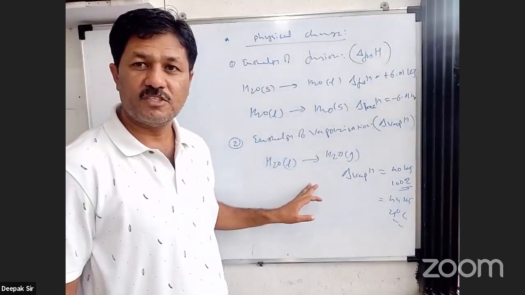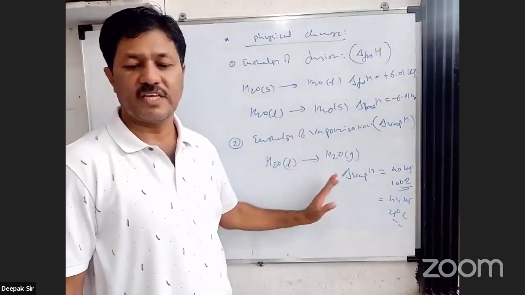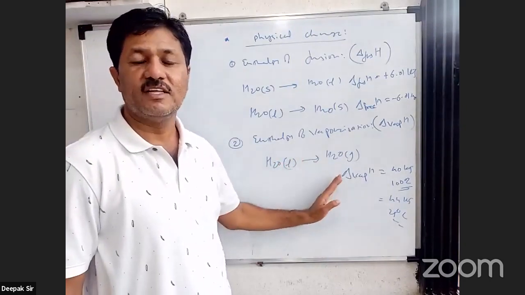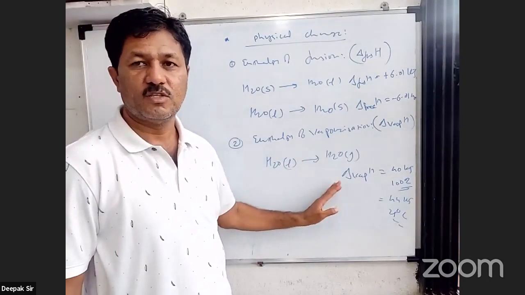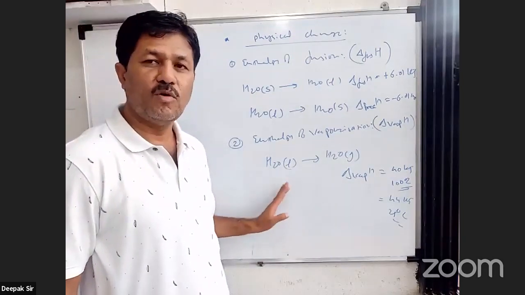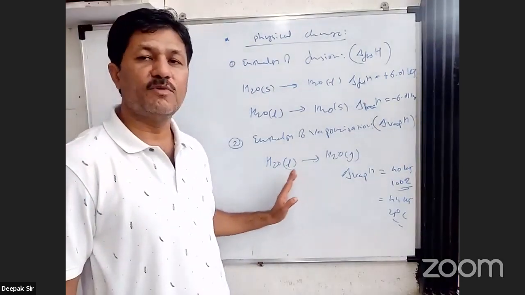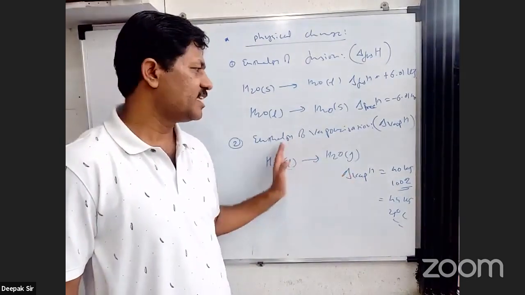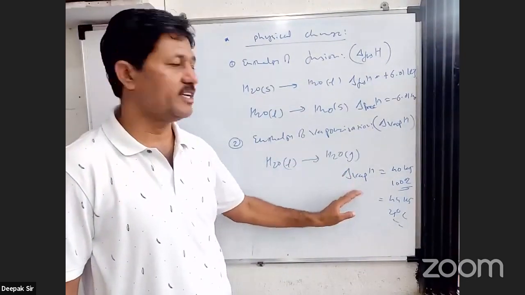So what is enthalpy of vaporization? That is liquid to gaseous phase. So whenever any substance is moved from liquid to gaseous phase, that is called the enthalpy of vaporization. So I gave the example of water. 1 mole of water is converted from liquid to gaseous state without changing temperature, and this phenomenon is called the enthalpy of vaporization. How much is the heat required?